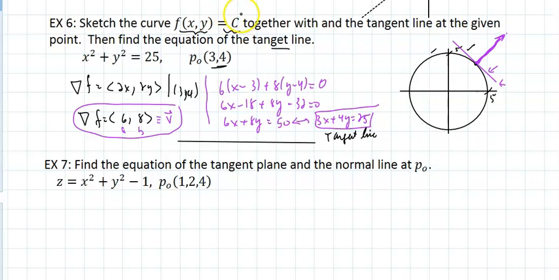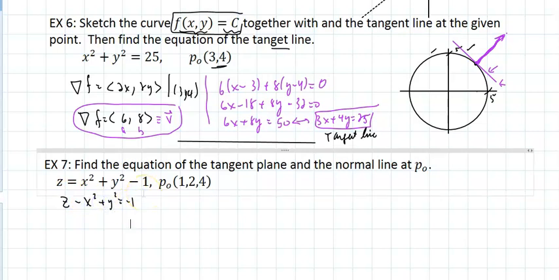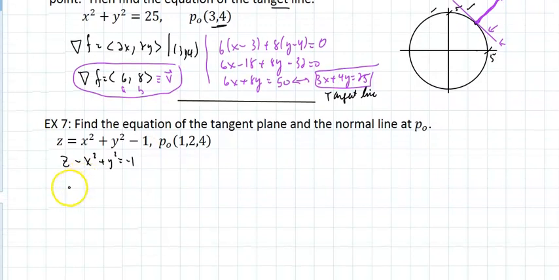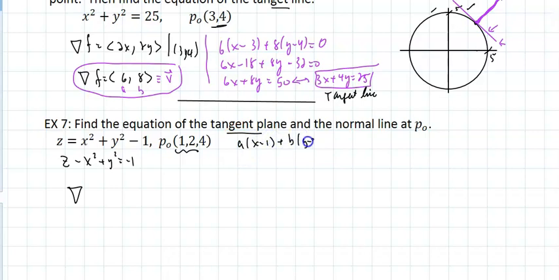Well, the deal is, again, you must have f of xy on one side, everything else on the other side, for this gradient to work the way you want. It has to be in that form. So I need the vector. The point is there. I know the equation for a tangent plane is going to simply be a times x minus 1 plus b times y minus 2 plus c times z minus 4 equals 0, just like we did this.